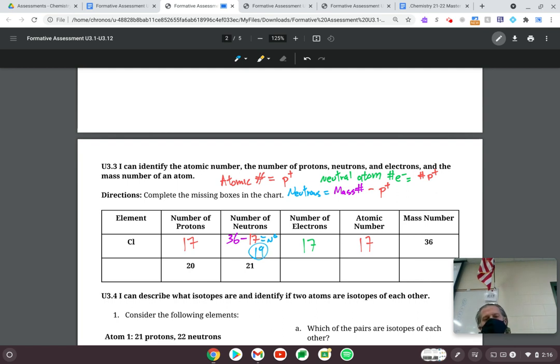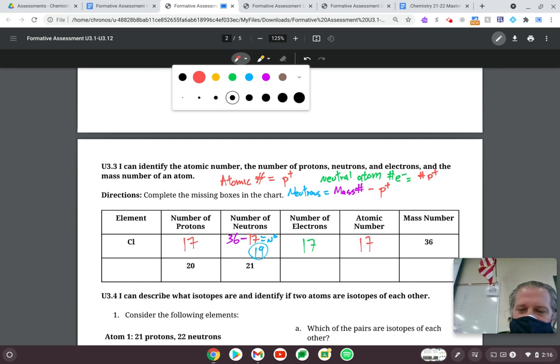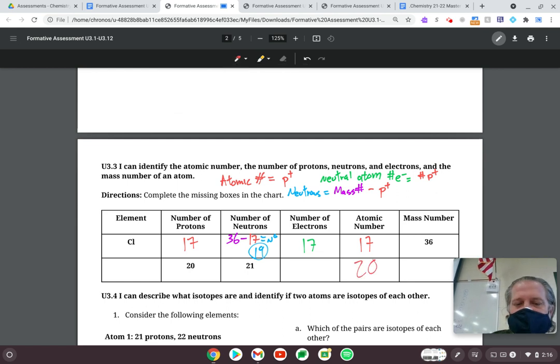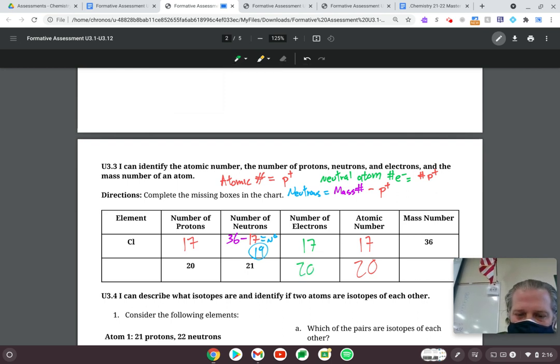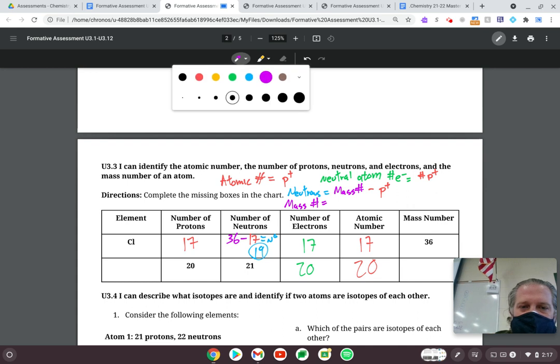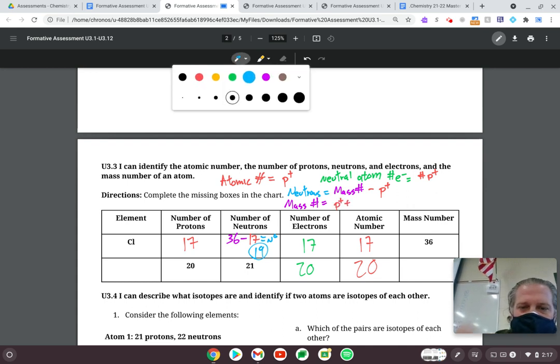Next one. I see that I have an element that has 20 protons, and from what we just discussed, protons are equal to the atomic number, so that's going to give me an atomic number of 20. We also have no other evidence to support that this isn't a neutral atom, so the electrons are also going to be 20. And when we want to calculate our mass number, it is equal to protons plus neutrons.